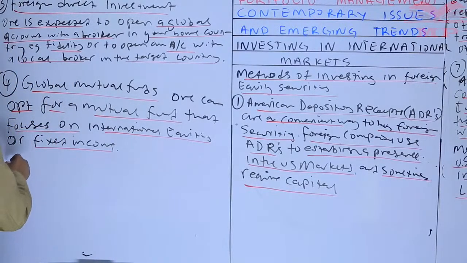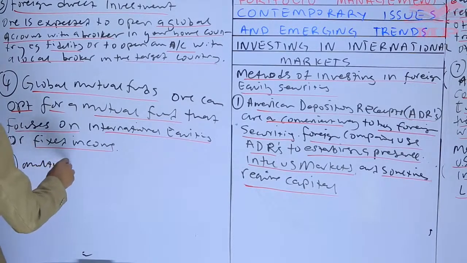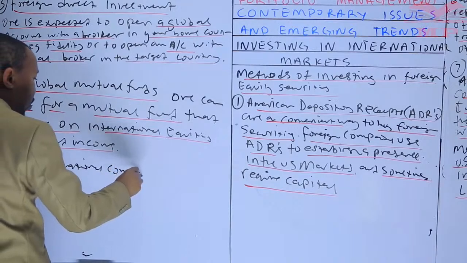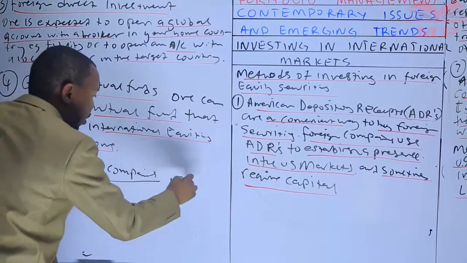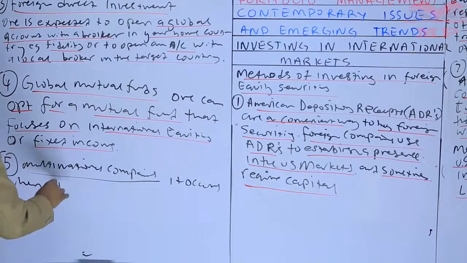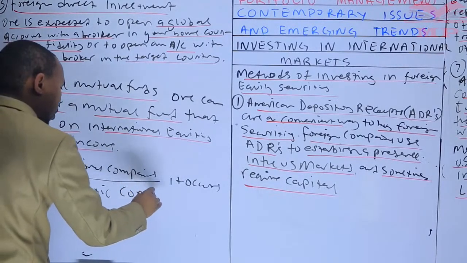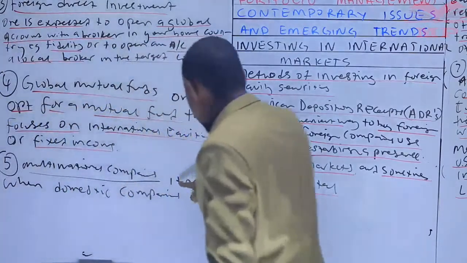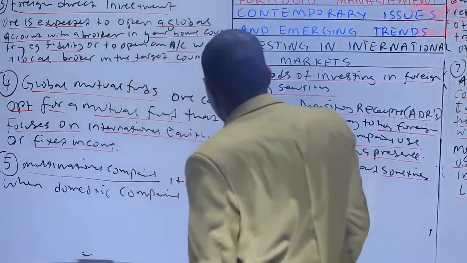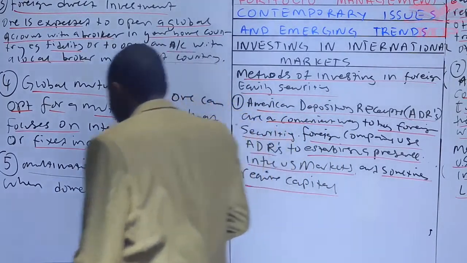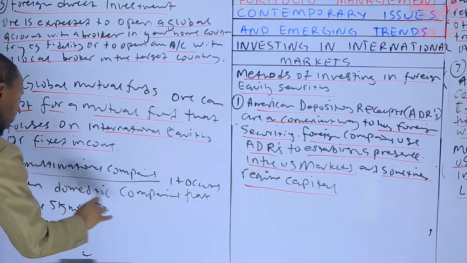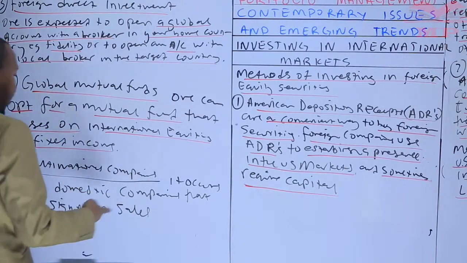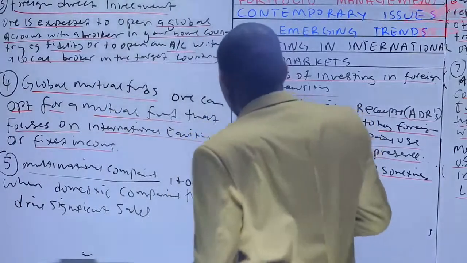Number 5, we're talking about multinational companies. This occurs when domestic companies that drive significant sales from abroad are purchased.